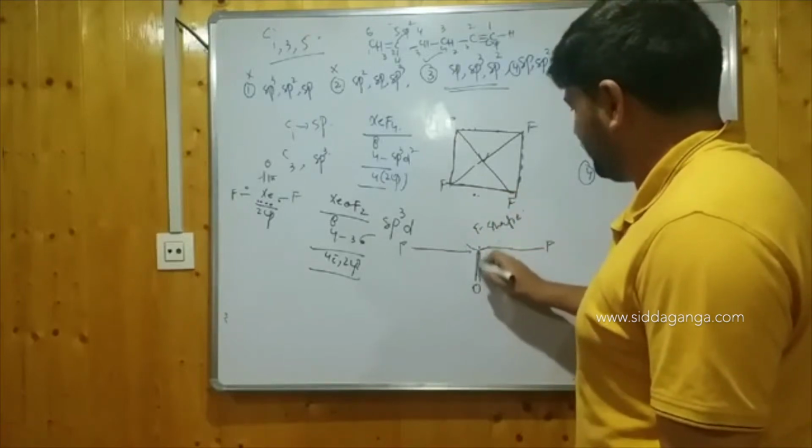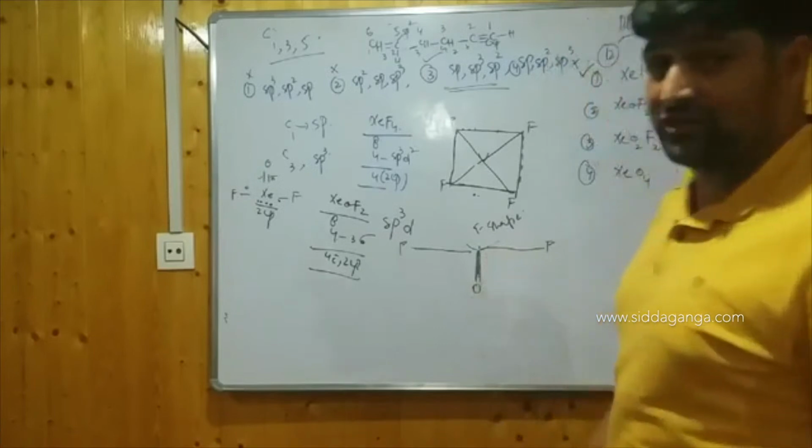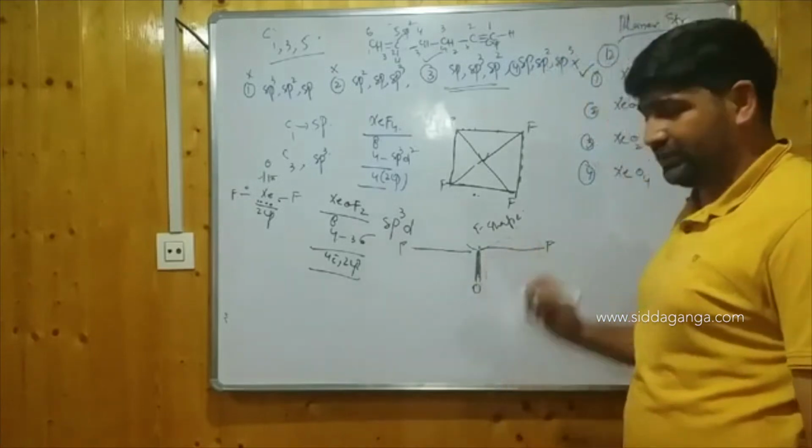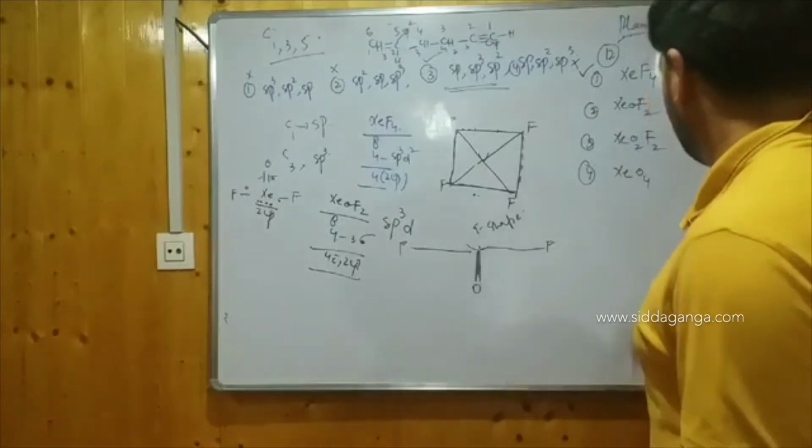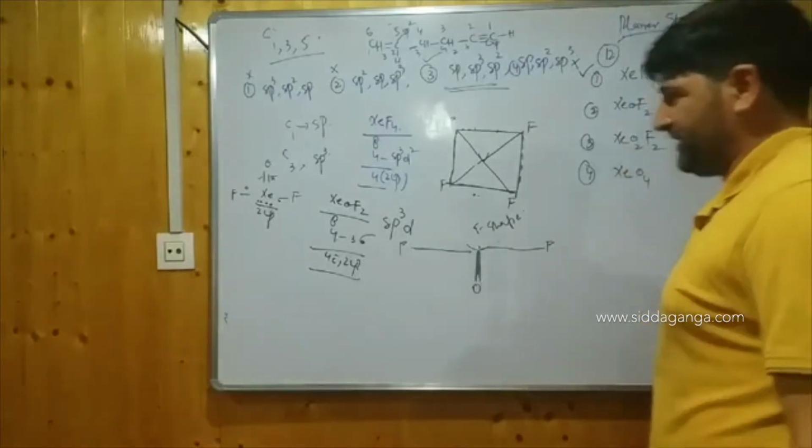The handle of the T is a double bonded oxygen. And in case of hybridization, this is considered to be one entity only. Am I clear? So what's the structure? T shape. So is it planar? No. What about XeO2F2? Very simple now.